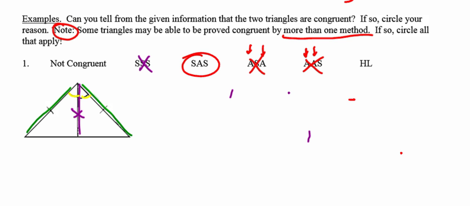And the last one, HL: in order to use this one, we need right triangles. Though it looks from the diagram like those angles might be right angles, we cannot assume that from the diagram, and therefore we have to reject HL. So I'm looking at side-angle-side for the first one.